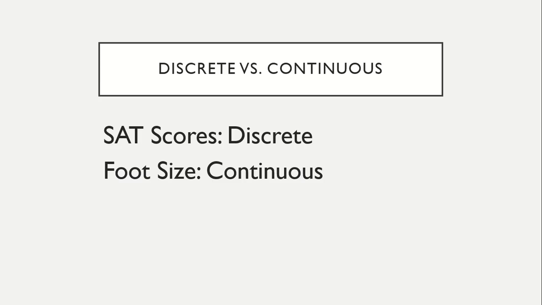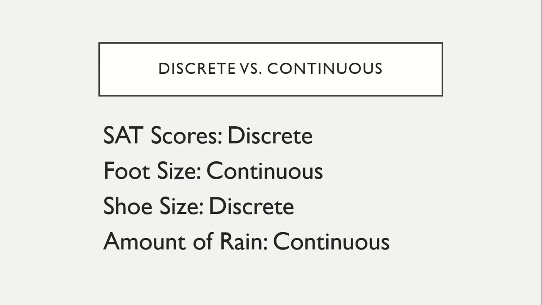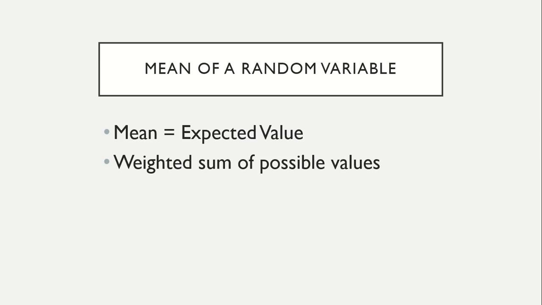Next, foot size. Foot size is continuous. Your foot can be any size. However, this begs the question of shoe size, which is discrete. Shoe size is discrete because there are only set shoe sizes. Amount of rain is continuous because it can rain any amount, and then height is also continuous. There's a spectrum for these things.